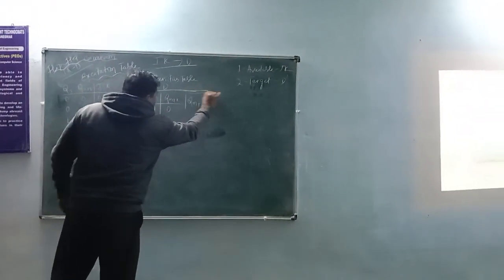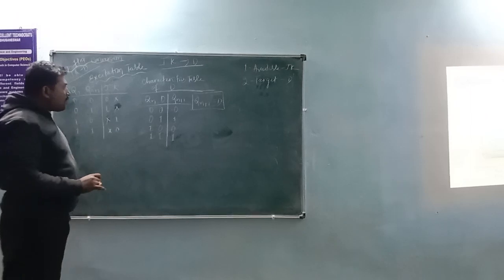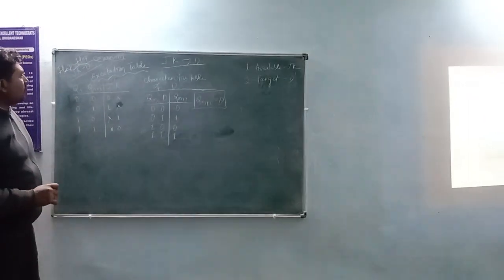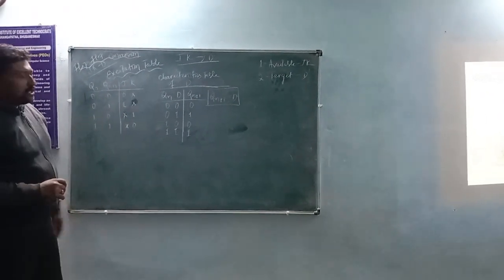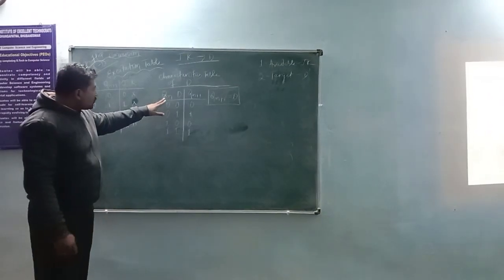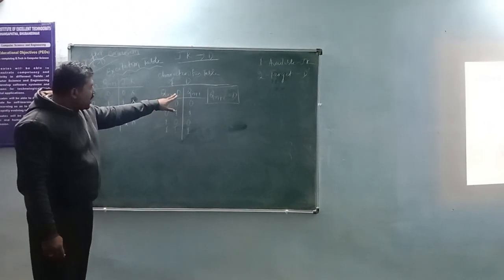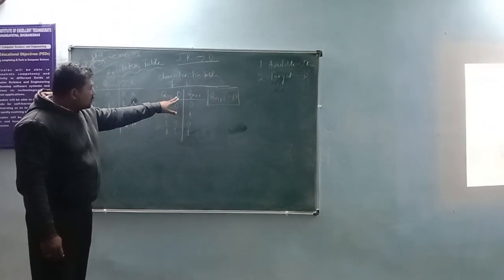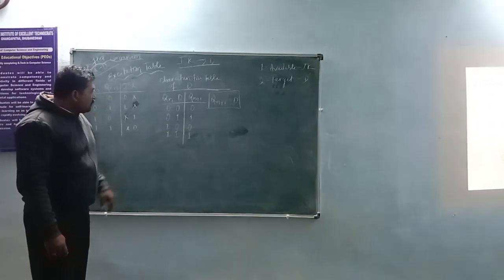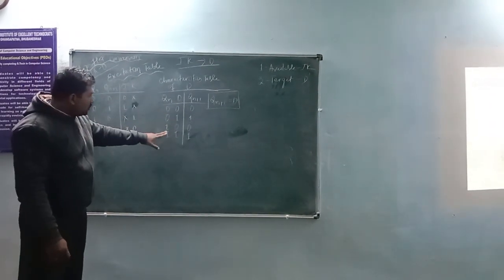That the equation Qn+1 equal to D, you have already derived in the characteristic table of the D flip-flop when I started about the D flip-flop. So here, with the possibilities of Qn, the present state, and the input D, four possibilities can be there: 0 0, 0 1, 1 0, 1 1.